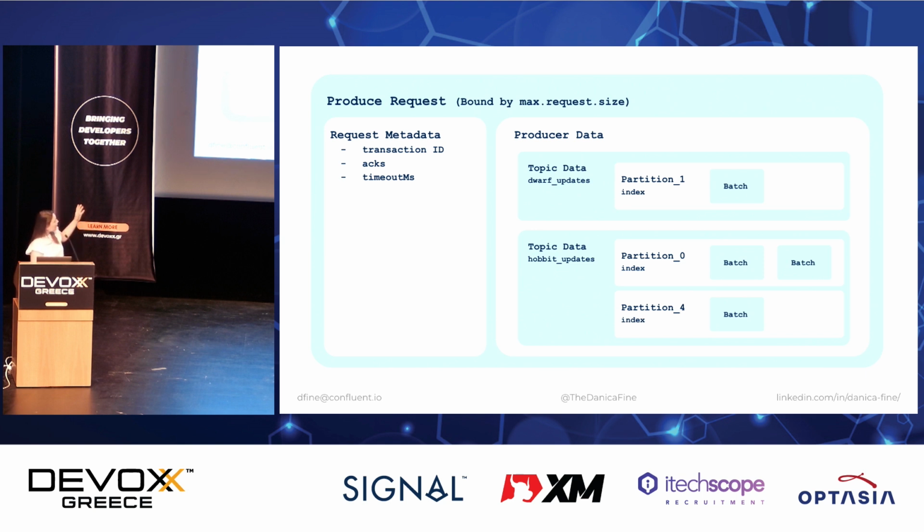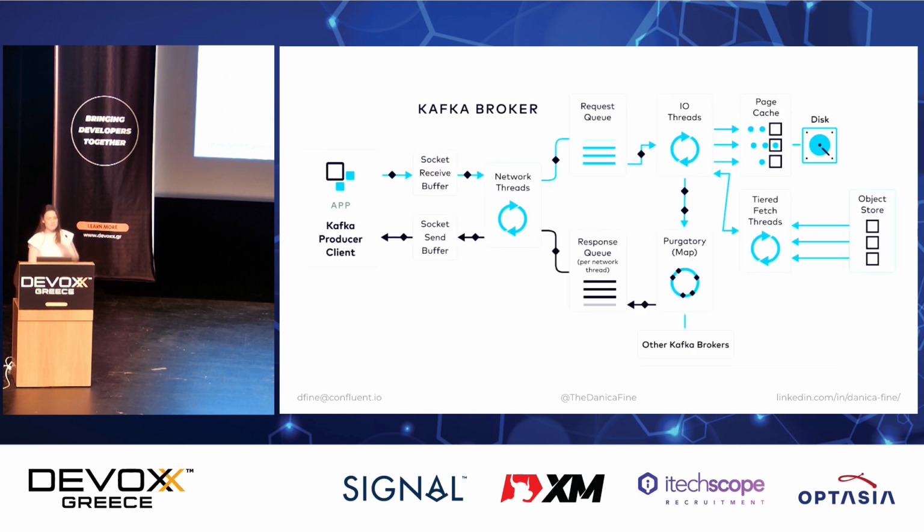So we have that broken up into, it could be multiple topic partitions that we're sending data to. Right? So at the top, we have the dwarf updates with data for 1 partition, and there's 1 batch in there. And then we also have our Hobbit updates with multiple batches, multiple partitions that we're sending data to. And all of this is destined for the same broker. They own the lead replica for these topic partitions, all right? So this is the request that we're sending off to the broker. Cool. We've successfully sent this.